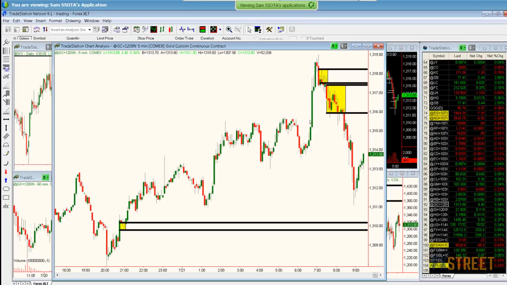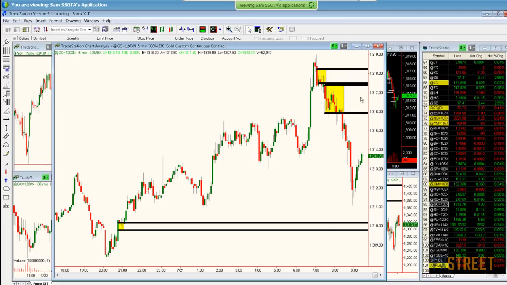Okay? So we've got some supply up here. Banks are big willing sellers of gold up here, and buyers of gold down around 1310. So we've got two fresh supply zones, one fresh demand zone, and if there's enough room in between, we take the trade, right? Just make sure you're good with the risk reward.